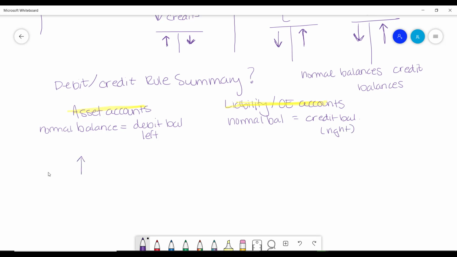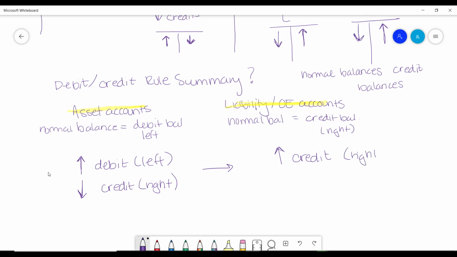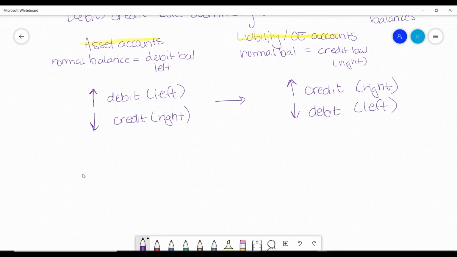How do I increase, therefore, an asset account? An increase is done with a debit on the left, and a decrease is done with a credit on the right. And then it's just the opposite here. How do you show an increase to one of these accounts, liability or owner's equity? With a credit, which is on the right, and you show a decrease with a debit, which is on the left. Okay, so that's our summary for the debit and credit rules.